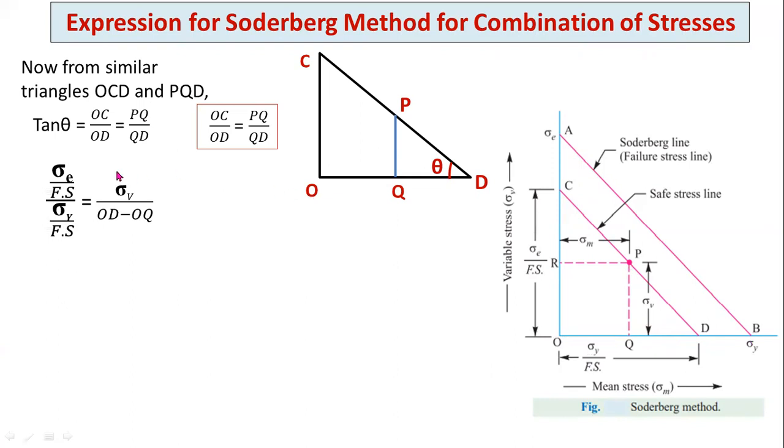Here I am substituting the values of OC and OD. You have to cancel Fs in numerator and denominator. Then sigma E by sigma Y equals sigma V by OD minus OQ. The value of OD equals sigma Y by Fs, and the value of OQ equals sigma M, since OQ equals RP. Then you have to cross multiply.